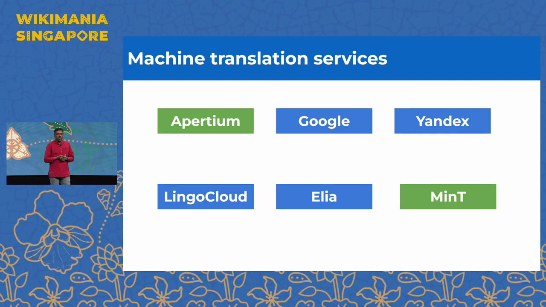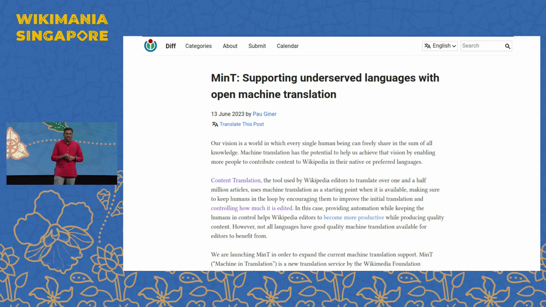So for that, we were working this year to launch our own machine translation engine, hosted within the Wikimedia Foundation, that we can use for any purpose in the Wikimedia Foundation, and we named it Mint, M-I-N-T. It's self-hosted. We announced this last June. This is a free and open source machine translation engine we hosted in our infrastructure.